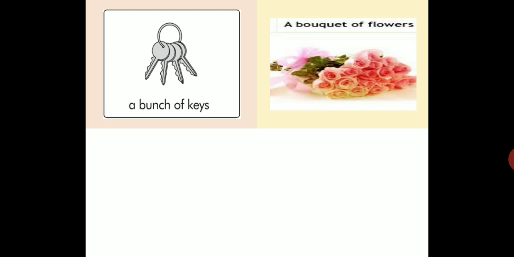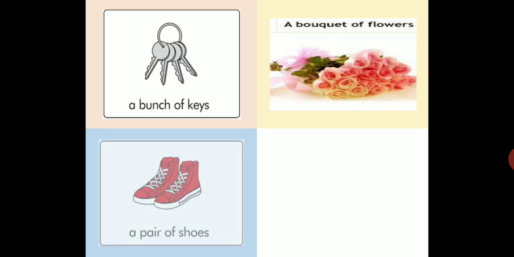It means the group or collection of flowers is called a bouquet. Now, next example: shoes. Whenever you go to buy shoes, you will always buy them in a pair. Pair means both sides, both shoes. So it is called a pair of shoes.